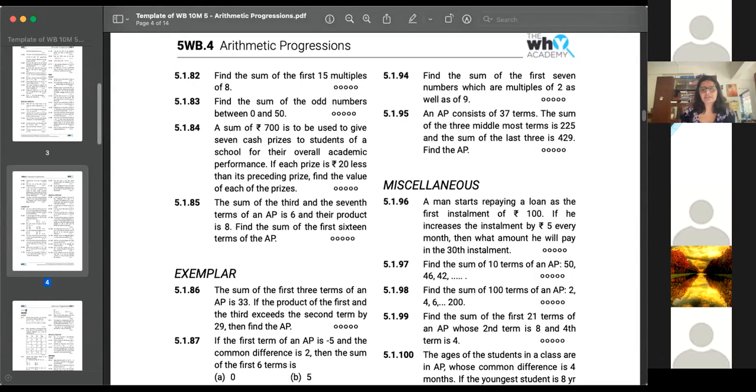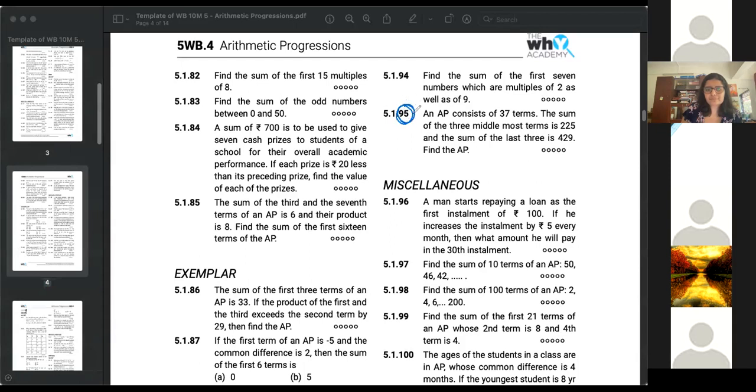Look at question number 95. So an AP consists of 37 terms. So total N is 37. The sum of the three middlemost terms is 225. And sum of the last three is 429. Then find the AP. Okay, put some thought into it. Try and solve it. If you're running into a wall, not knowing what to do, then I'll do it on the whiteboard. Otherwise, give it a try.